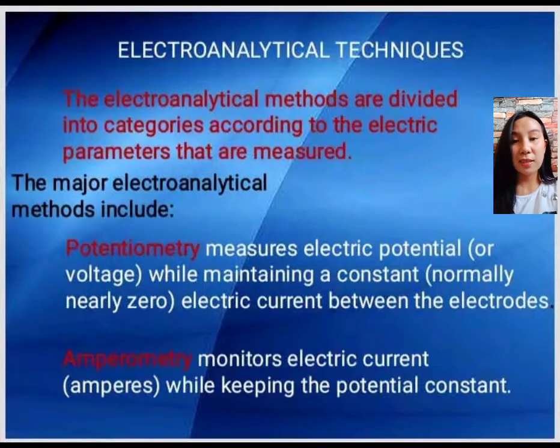First is potentiometry. What is potentiometry? It measures electric potential by voltage while maintaining a constant, normally nearly zero, electric current between the electrodes. Second, amperometry. Amperometry is known to monitor electric current, or amperes, while keeping the potential constant.